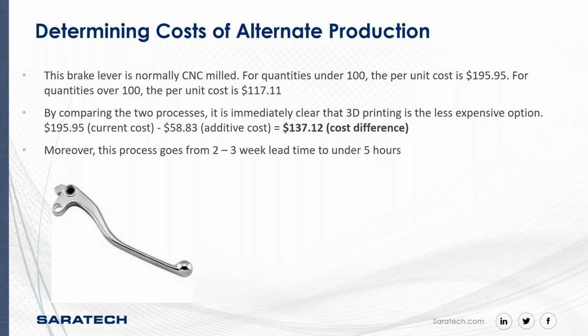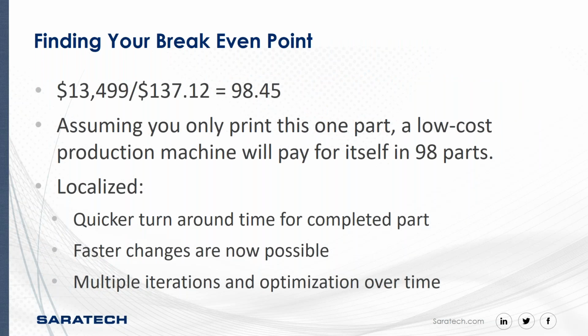And so, as I mentioned, this is going to be $137.12 less expensive. So in this case, if you look at the machine cost of around $13,500 divided by the cost difference there, you have 98 and some change. So basically that's saying that after you print 98 parts for this particular example, you're at your break even. So anything above that, you start seeing a return.